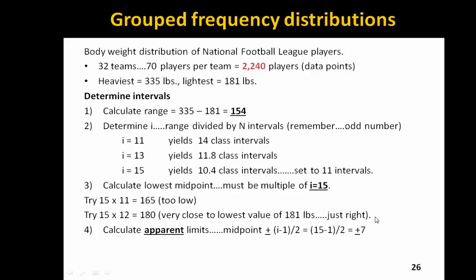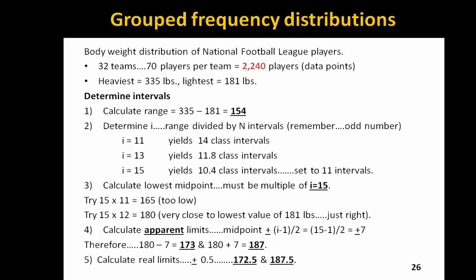So we have 187 and 173. So 180 minus 7 is 173, and 180 plus 7 is 187, and that sets our apparent limits. And once we have our apparent limits, we can then add and subtract 0.5 to set the real limits at 187.5 and 172.5. Remember, the plus is applied to the highest score in the interval, and the subtraction is applied to the lowest score in the interval.